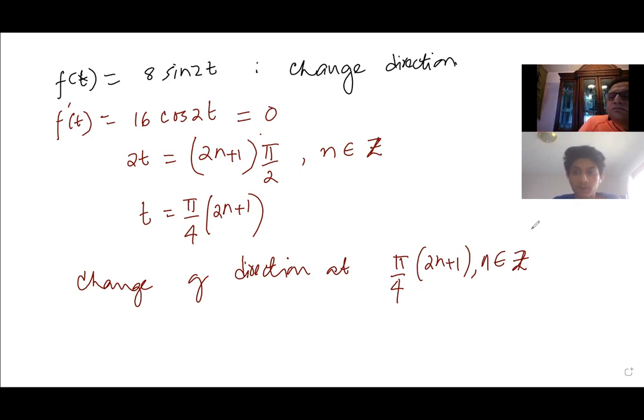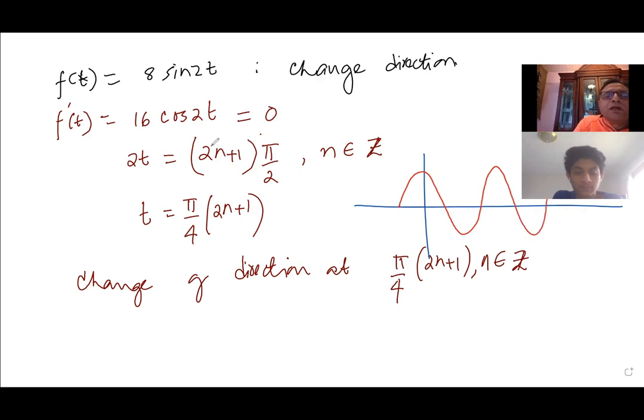Sir, if they asked what is the particle's maximum velocity, then we would just plug in whatever point we got, right? Yes. So for maximum velocity, these are turning points, right? As you can see, the function's derivative is, let's just sketch one. You see at pi by 4, it is 0, right?